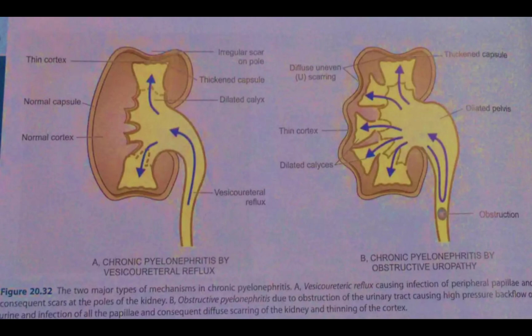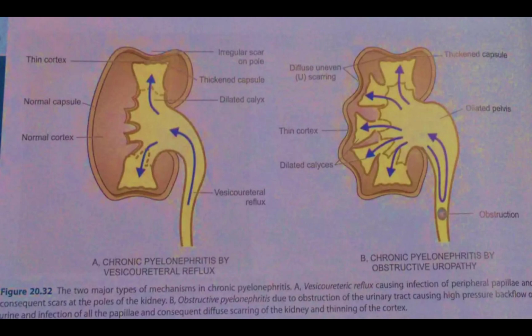Now, in the second, obstructive uropathy, due to the obstruction of the ureter, there will be a dilated pelvis and thickening of the capsule, and diffuse uneven scarring will occur, with a thin cortex as well, but here the calyces will be dilated because of the obstruction of the ureter.